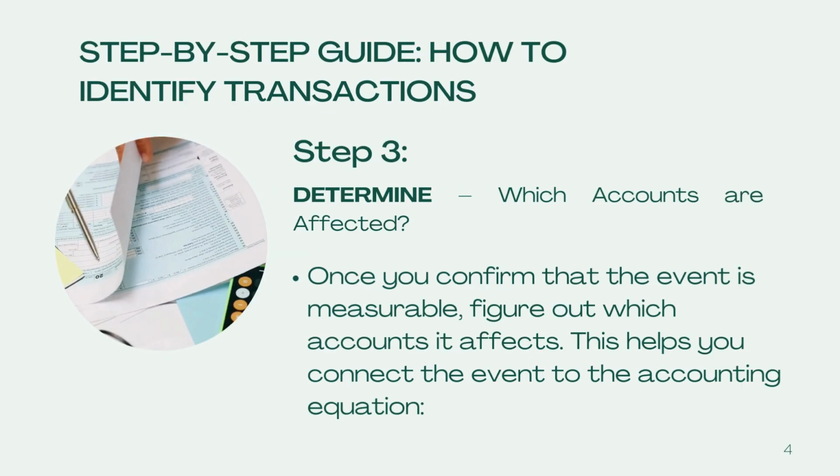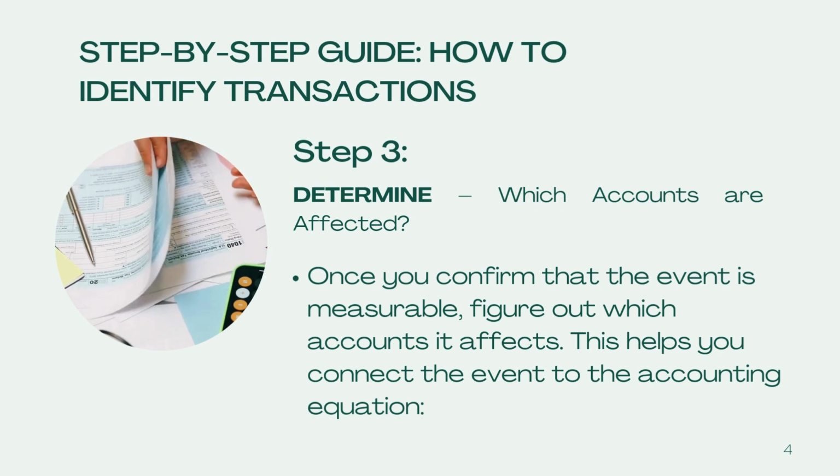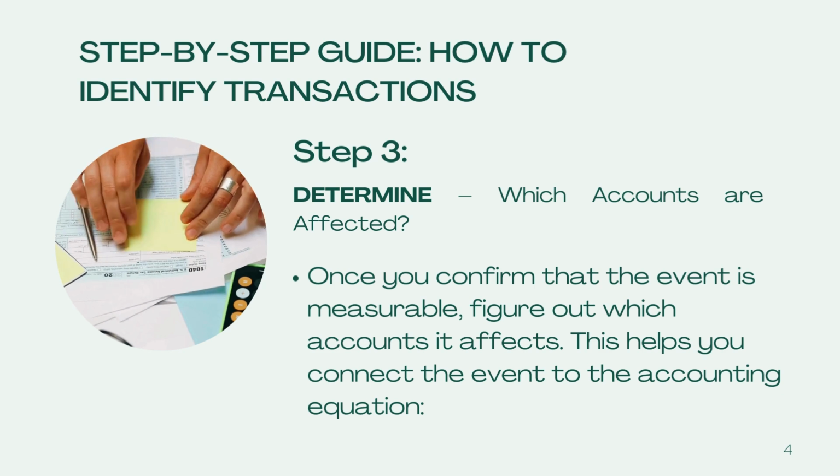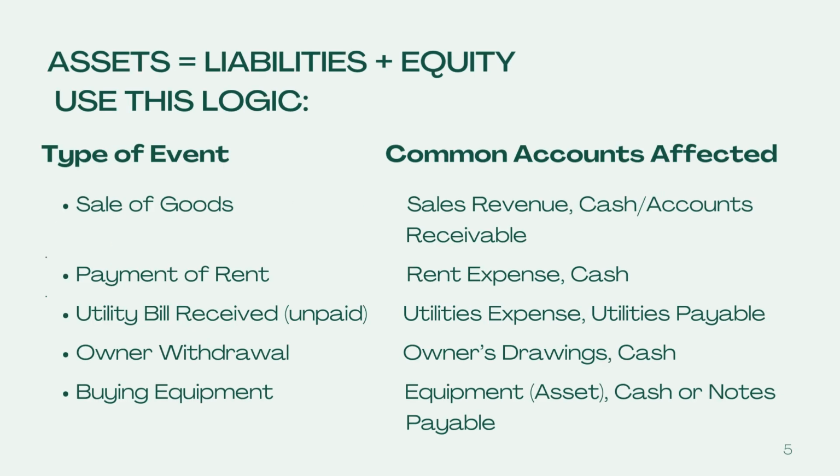Step 3. Determine which accounts are affected. If it's measurable, now figure out which accounts are impacted. This ties the event to the basic accounting equation: assets equals liabilities plus equity.